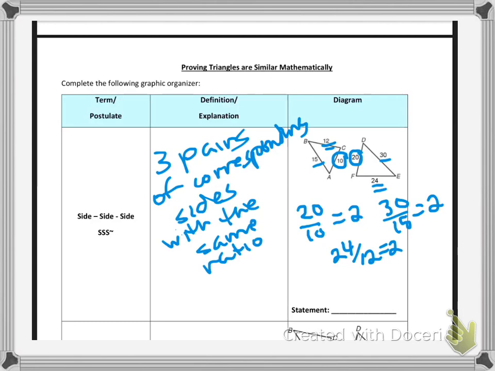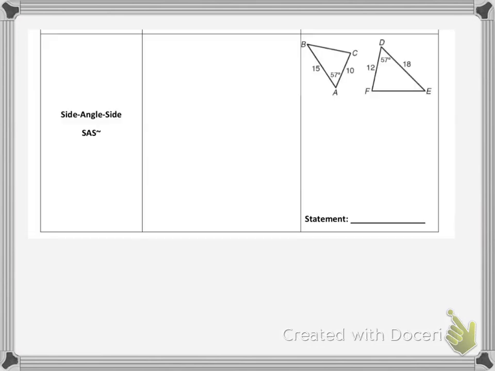So then we can say that triangle ABC is similar to triangle, I have to be sure I get things in the right order here, DEF. That's the first rule, SSS, side, side, side.